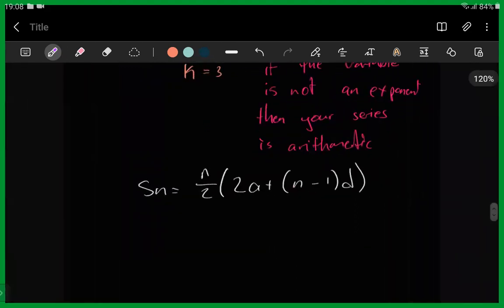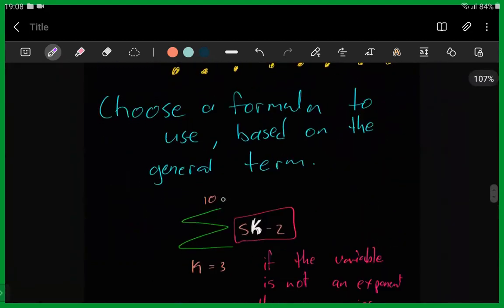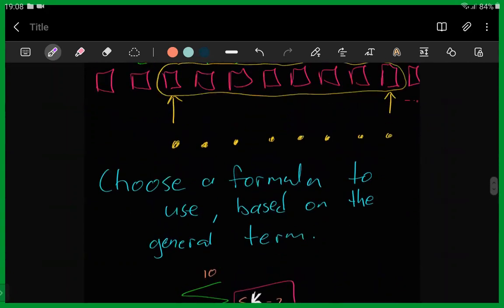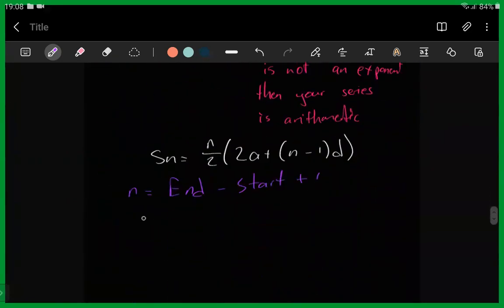You see, n is always the following. This is where you need to stay by the book. n is always where you're ending minus where you're starting, plus 1. Because if you just say 10 minus 3, you're gonna get a 7. But you're not adding up 7 terms, as we have just shown here. You're adding up 1, 2, 3, 4, 5, 6, 7, 8 terms. So n is always end minus start plus 1. Forever and forever.